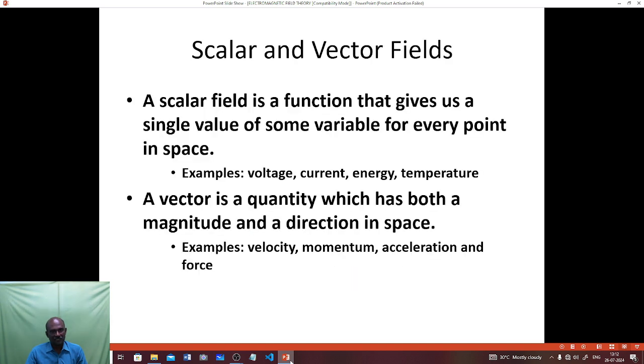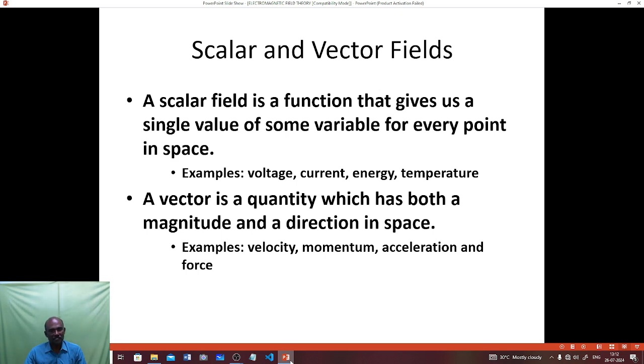Scalar and vector fields. A scalar field is a function that gives us a single value of some variable for every point in space. So it only deals with the magnitude; it is a scalar quantity. Normally voltage, current, energy, and temperature give only the magnitude of these parameters, not mentioning any direction. So those fields are scalar fields.